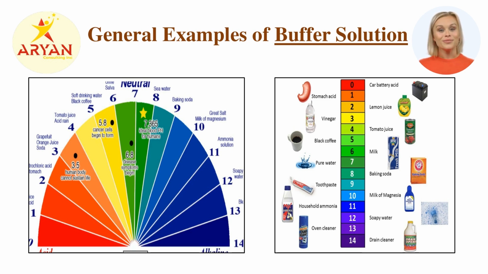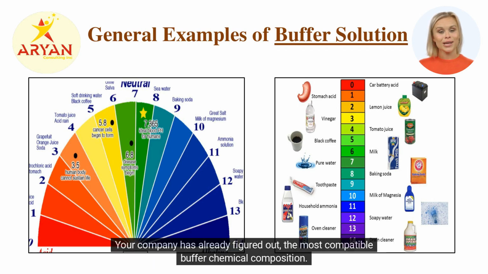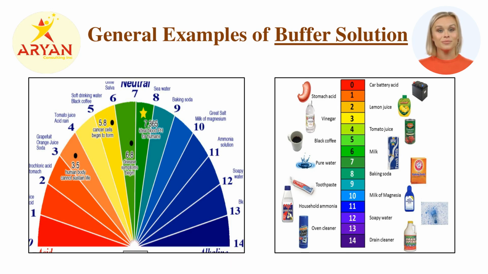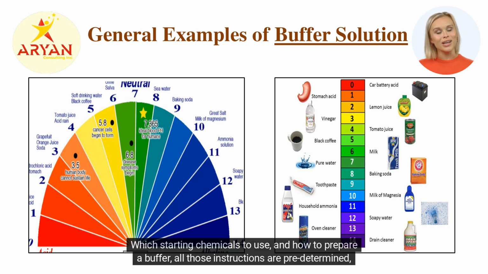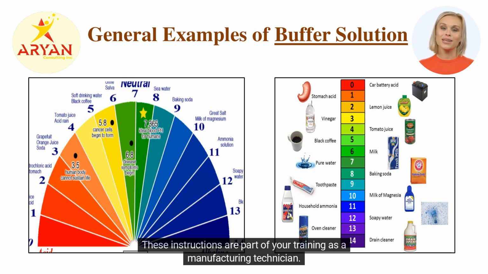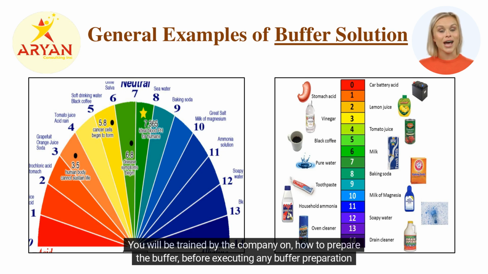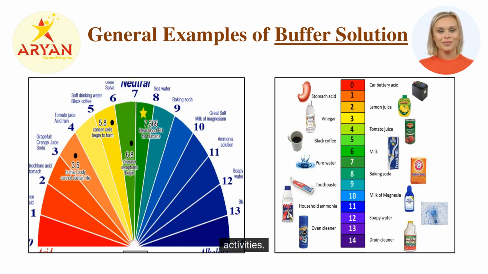benefiting way. This is all you need to know about a chemical that you would be preparing at your manufacturing facility. Your company has already figured out the most compatible buffer chemical composition, which starting chemicals to use, and how to prepare a buffer. All those instructions are predetermined and written in work instructions. These instructions are part of your training as a manufacturing technician. You will be trained by the company on how to prepare the buffer before executing any buffer preparation activities.